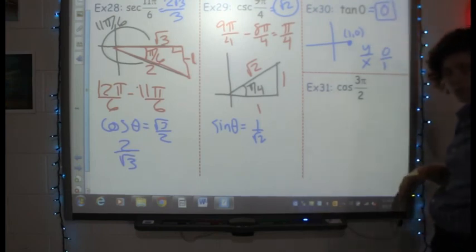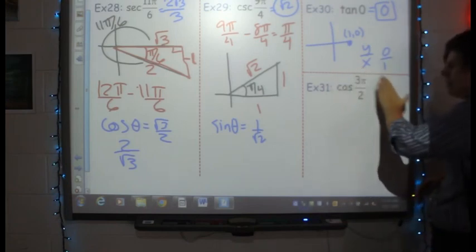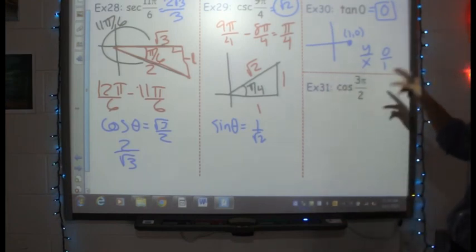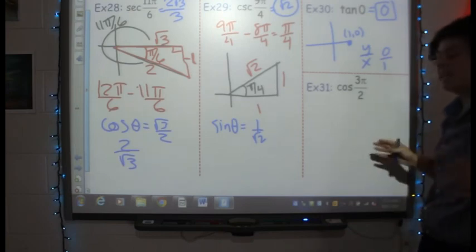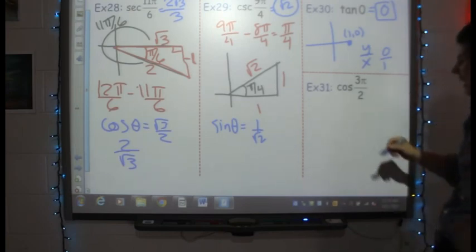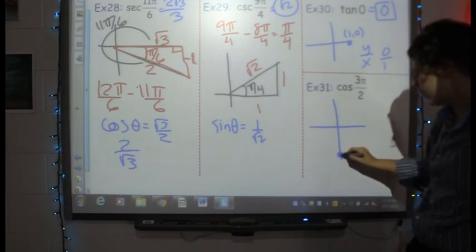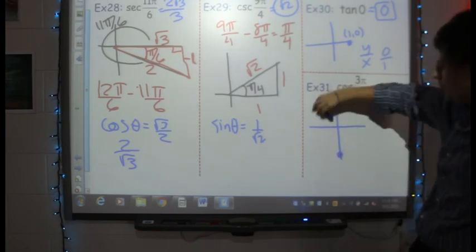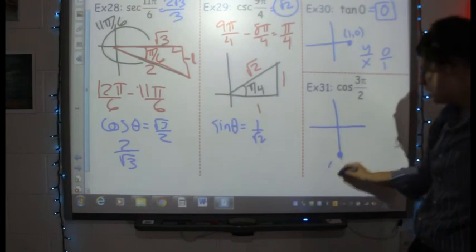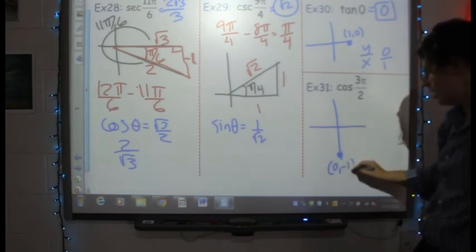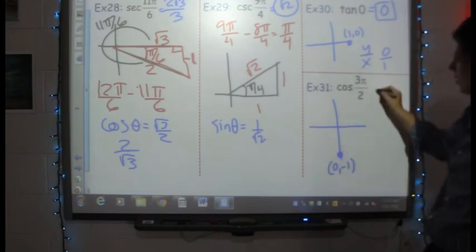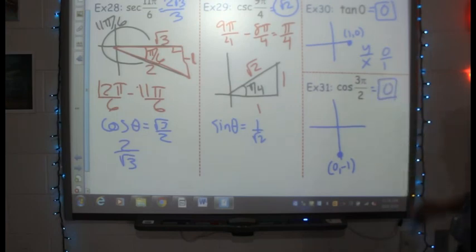And number 31, last one here. All right, cosine of 3 pi over 2. Well, 3 pi over 2 is on my unit circle, but you're not going to find it on a special right triangle. Again, it's one of our quadrantals. 3 pi over 2 is the same as 270. So 0, pi over 2, pi, 3 pi over 2, here we are. So my ordered pair is 0, negative 1. Cosine is the x value, so my answer is just 0.